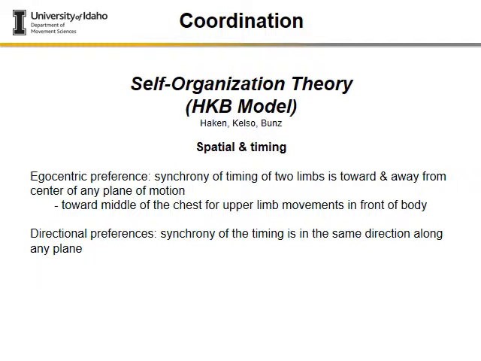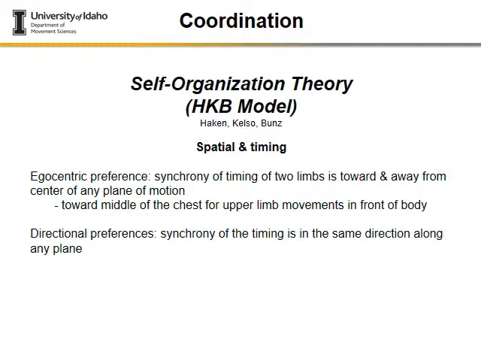And the egocentric preference is basically you take the two limbs and they're going away and toward the center of any plane of motion. So the idea is if you take both of your arms and they come together towards the midline and then they go away. So you're coordinating these to and fro in this idea where they both are doing a sinusoidal path, but they're in the opposite direction. And then you also have the directional preference where you're taking them and they go the same direction along any plane, right?